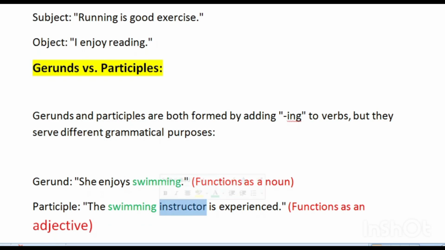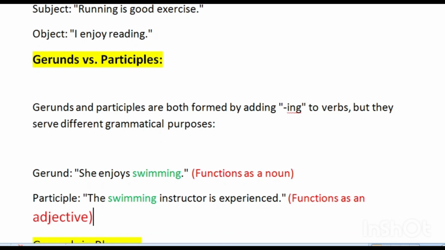One thing we know is that when a word comes before a noun to modify it, it is an adjective. Got it? It's an adjective. So participle is adjective, gerund is noun. Keep in mind, participle is adjective and gerund is noun. In the sentence The swimming instructor is experienced, swimming functions as an adjective. We could come to know about this.